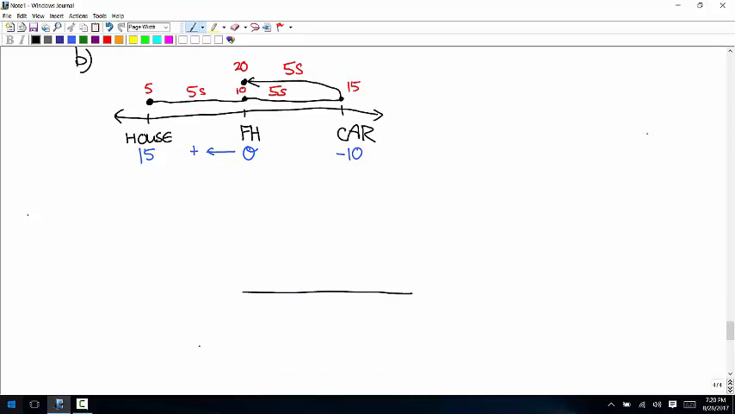Okay, so now the times we care about are 5, 10, 15, 20. And the positions we care about are positive 15, 0, and negative 10. And now we're just going to read these pairs of values off of the number line.